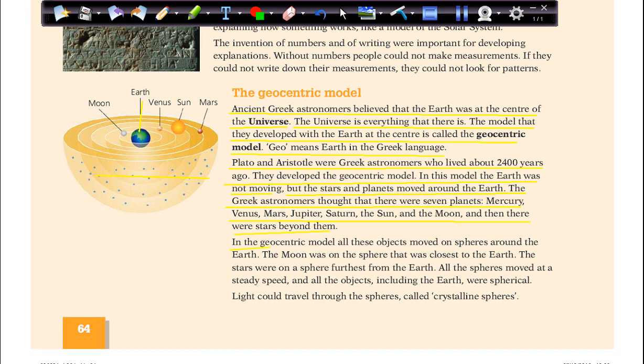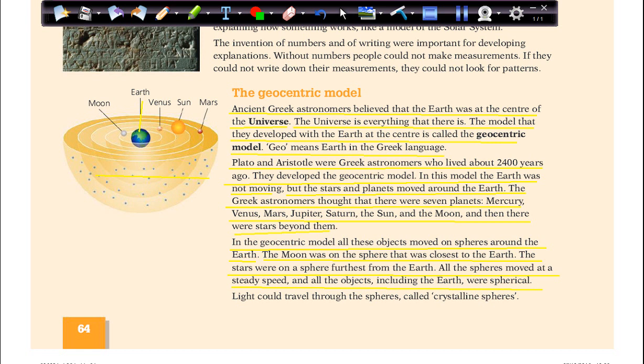In the geocentric model, all these objects moved on spheres around the Earth, as they are doing now around the Sun, but they thought that the Earth was in the center and they were in orbit around it. The Moon was on the sphere closest to the Earth. The stars were on the sphere furthest from the Earth. All the spheres moved at a steady speed, and all the objects, including the Earth, were spherical.